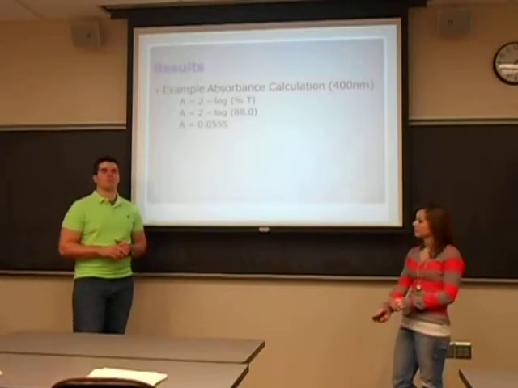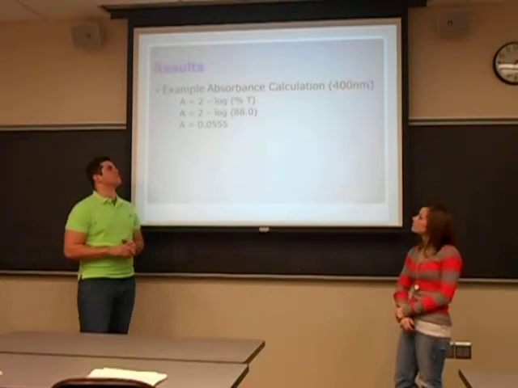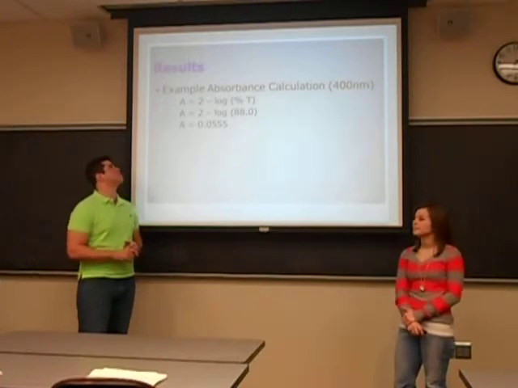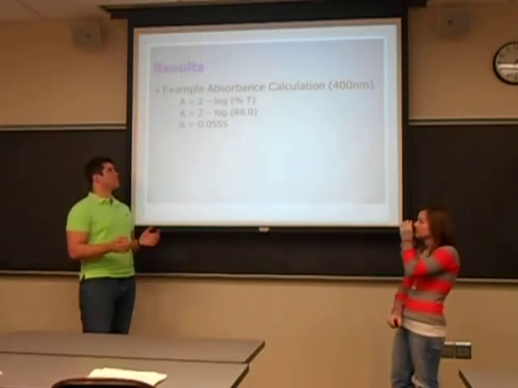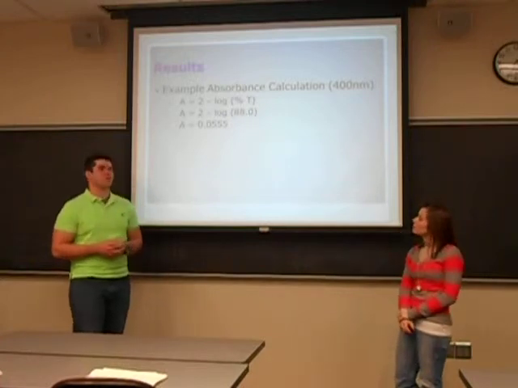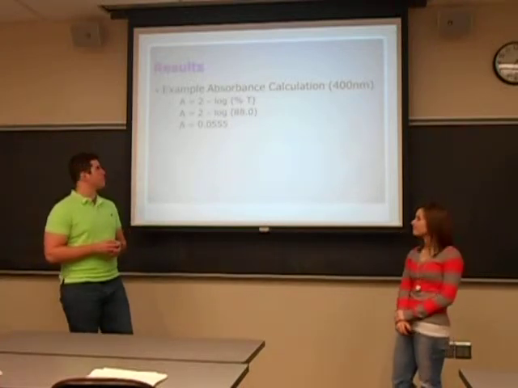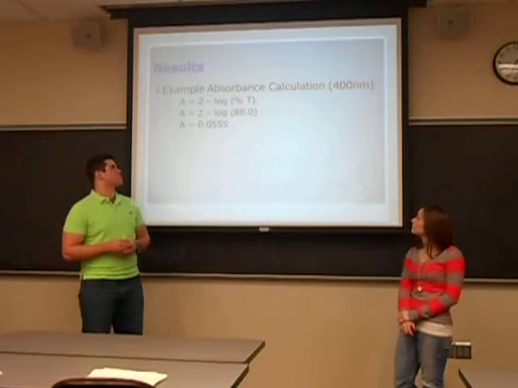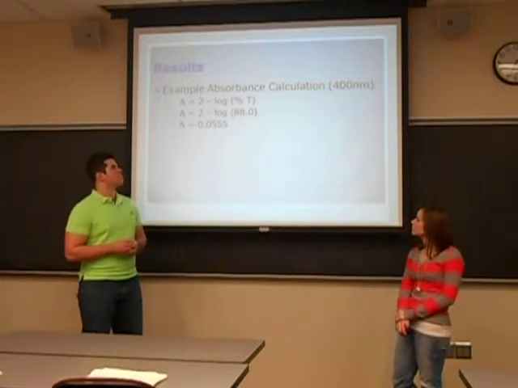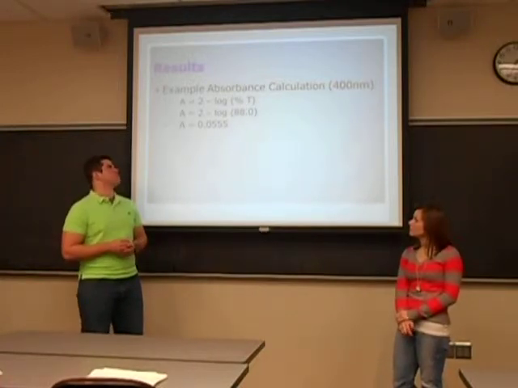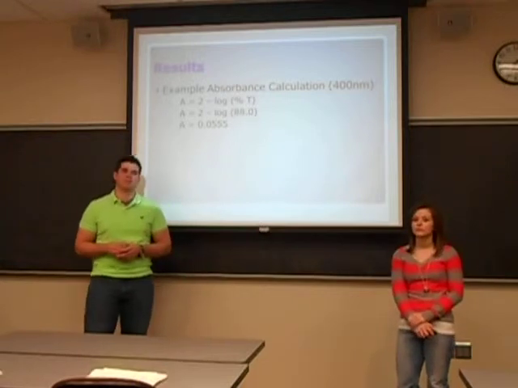Alright, this is one of our example calculations. This was a calculation for absorbance. As you can see, the calculation for it was 2 minus the log of percent transmittance. And then we just plugged in our percent transmittance, which was 88.0, and we got absorbance to be 0.0555.